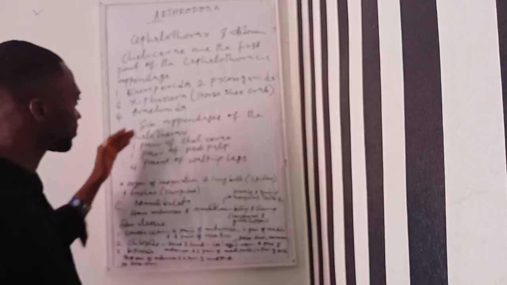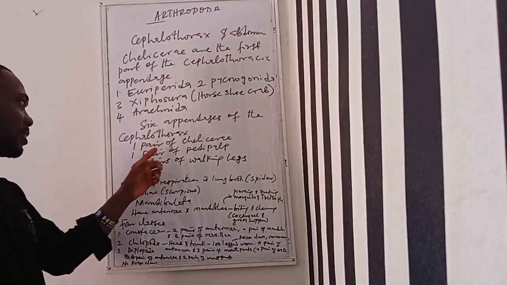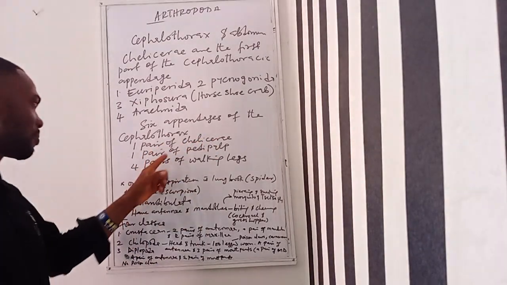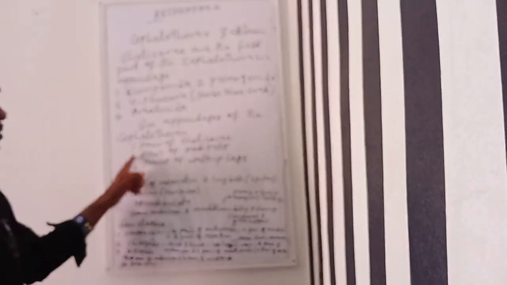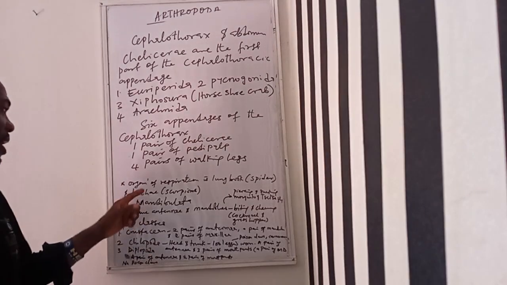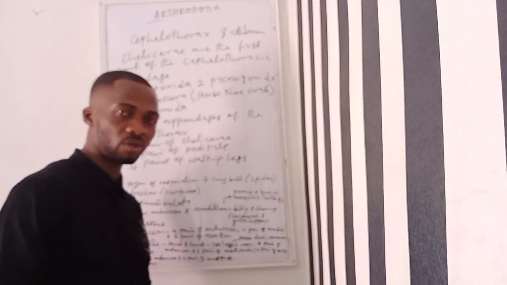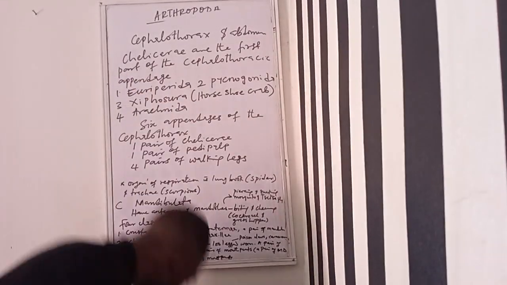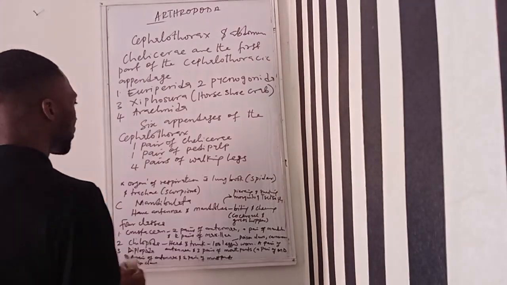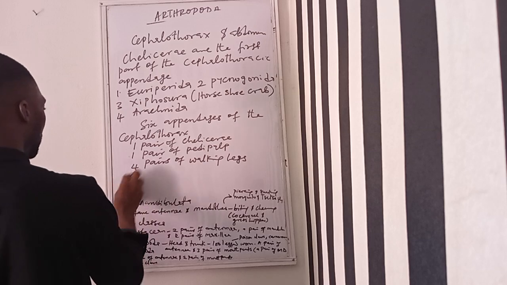So note this: there are six appendages of the cephalothorax, the one pair of chelicerae, one pair of pedipalp, and four pairs of walking legs. So 4, 5, and 6. And the organ of respiration is the book lung, and that is for spider, and tracheae for scorpion.